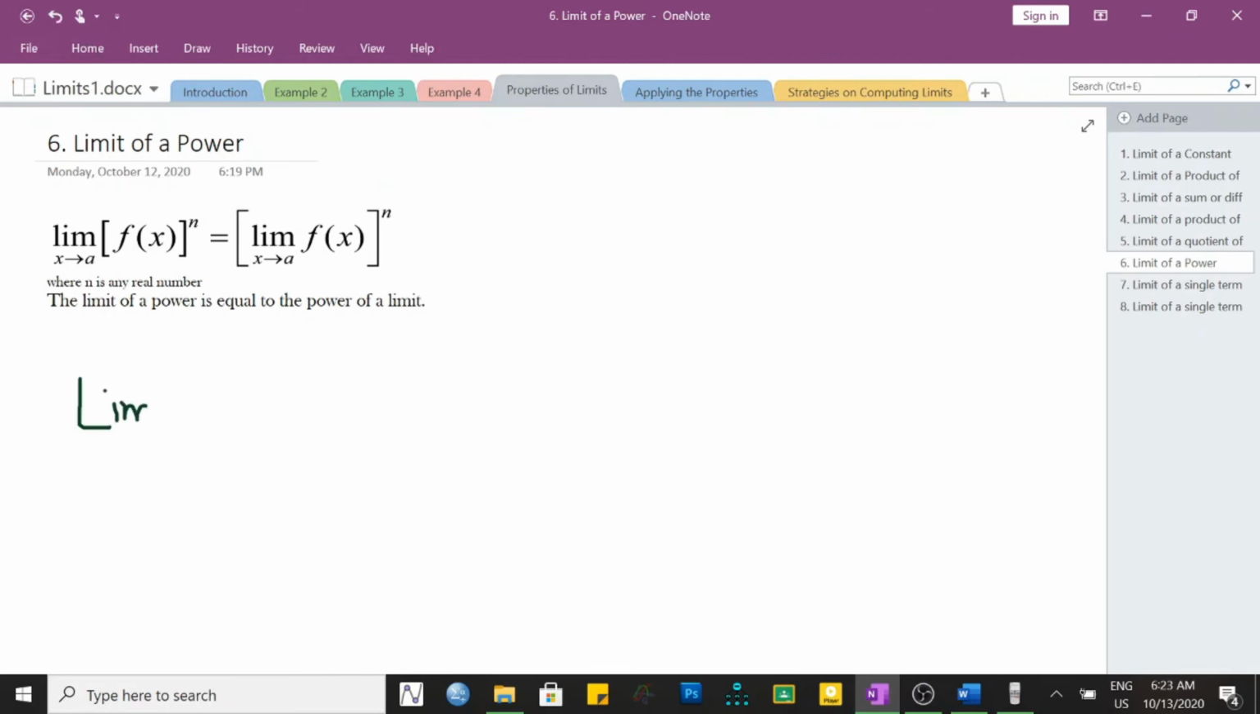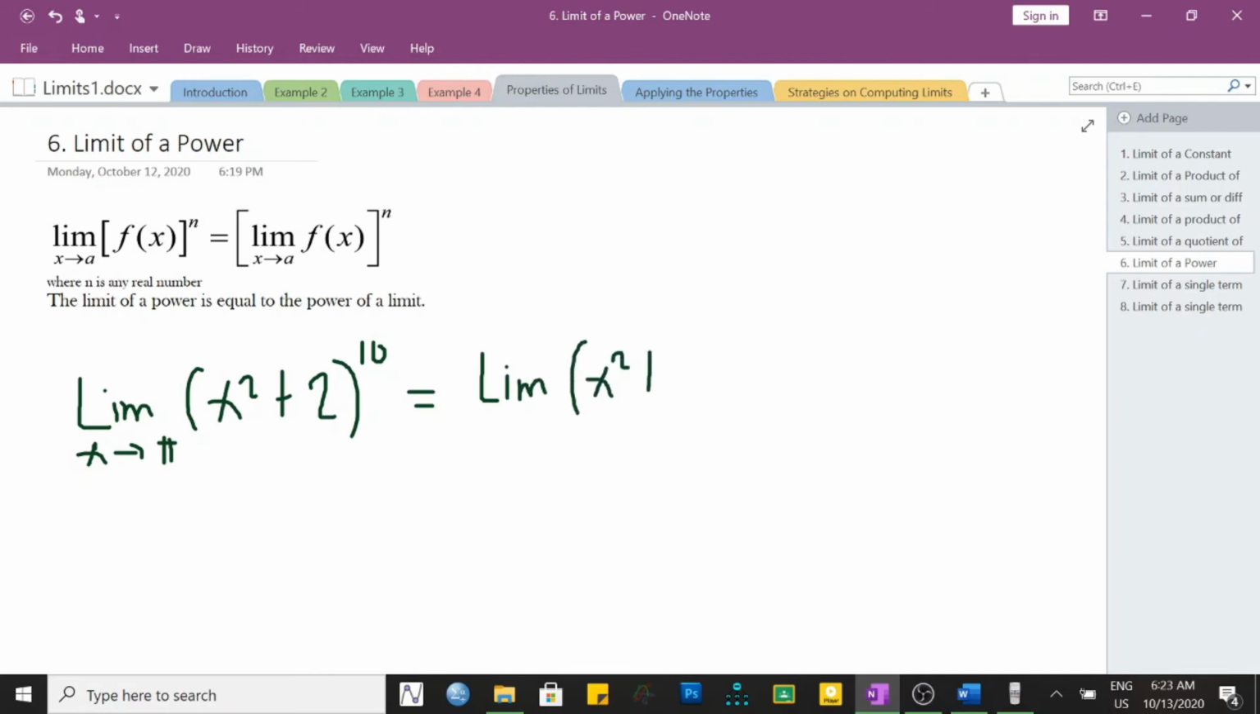So that the limit of x squared plus 2, this is our function, but the entire function is raised to a power, say, 10, as x approaches pi. This is the same as taking first the limit of x squared plus 2, disregard first the power, as x approaches pi. After solving that, that's the time we raise it to the power 10. That's the power property for limits.